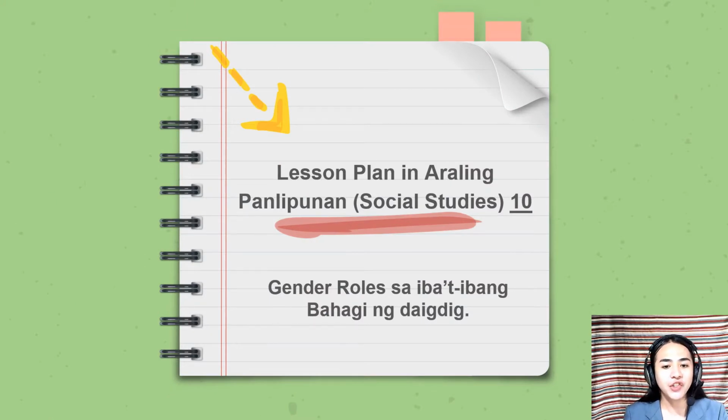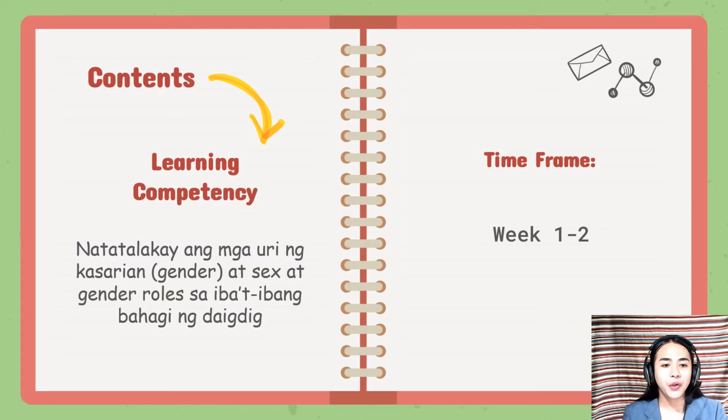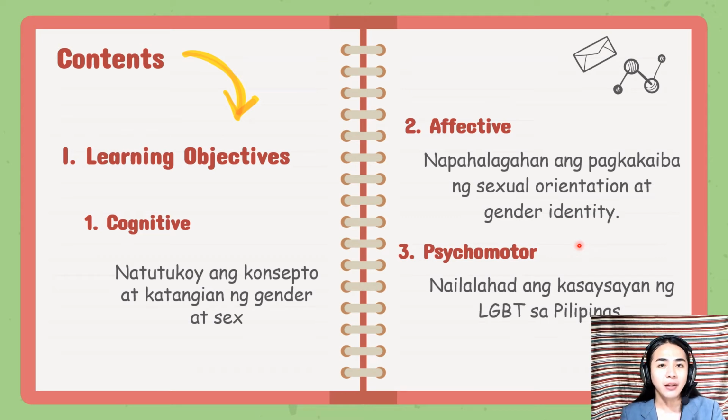Alright, so the lesson here is a lesson plan in Araling Panlipunan, Social Studies 10. So the topic here is gender roles sa iba't ibang bahagi ng daigdig. Next, the contents. The learning competency of this lesson plan is based on the MELCs, or the most essential learning competencies. So we have here, natatalakay ang mga uri ng kasarian, gender, at sex at gender roles sa iba't ibang bahagi ng daigdig. This lesson will take about 1 to 2 weeks, so that's why we have a time frame here for week 1 and 2. Next, we have first the learning objectives.